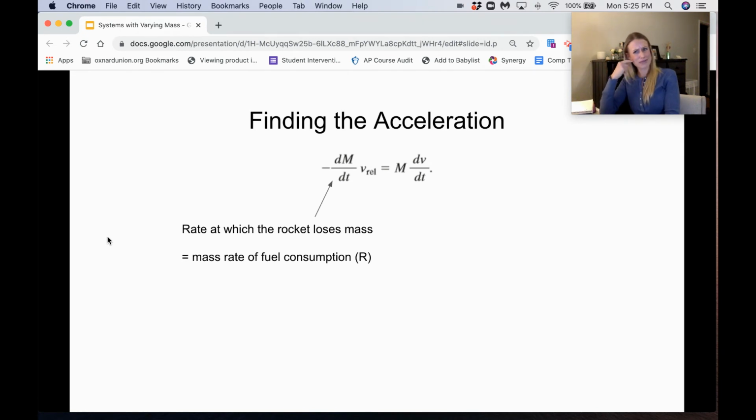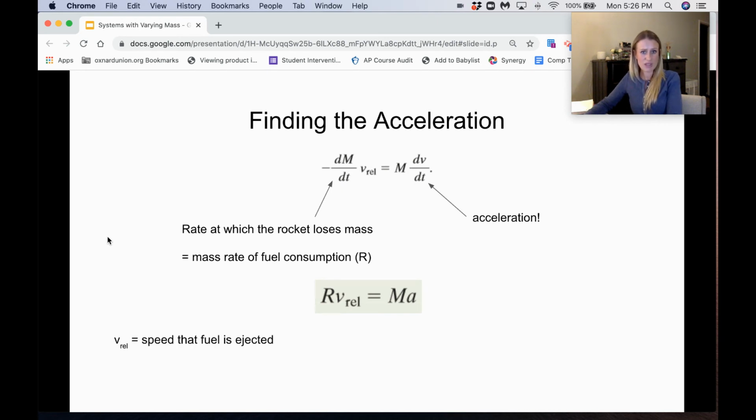That looks very familiar, doesn't it? If you said, yeah, that's acceleration, you are correct. We know change in velocity over change in time is acceleration, so we can insert acceleration here. What we end up getting is R, our mass rate of fuel consumption, times the relative velocity, equal to big M, our original mass, times acceleration. Now this term, v rel, is the speed that the fuel is ejected relative to the rocket. And R is the rate at which the rocket consumes the fuel.